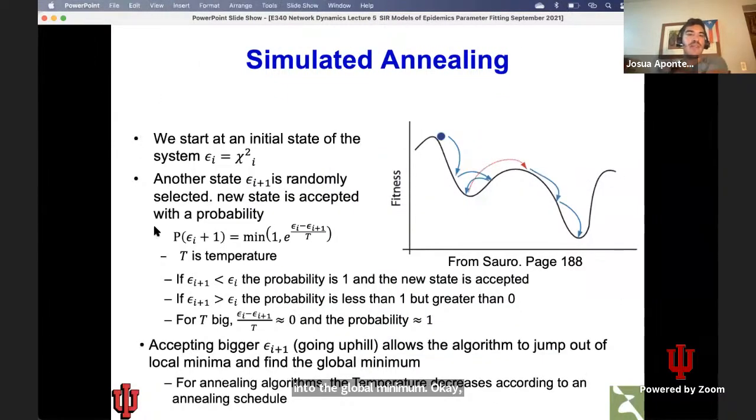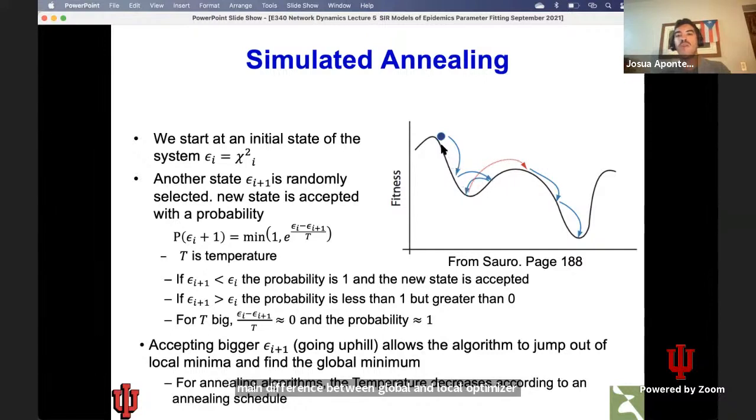So again, the idea here is that you start with an initial guess, and then another point is randomly chosen, and based on the temperature and what the value of the landscape is at that point, the algorithm makes a decision whether to either move down or move up, right? And that's basically the main difference between global and local optimizers.